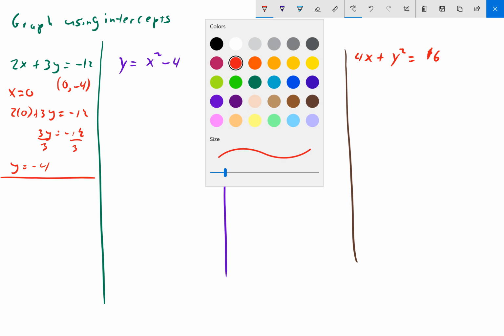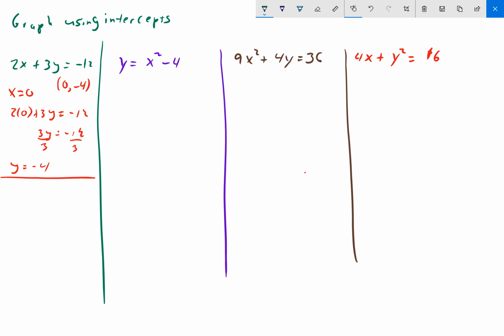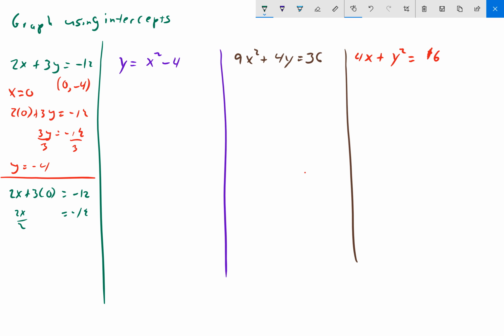The other thing I'm going to do is say, all right, well, what happens when y equals 0? I end up with 2x equals -12. And divide by 2, and I get x equals -6. But that's true when y equals 0.